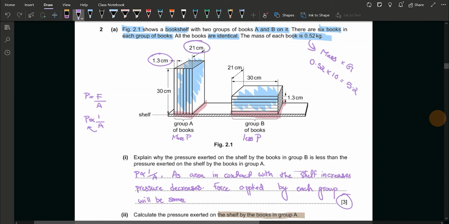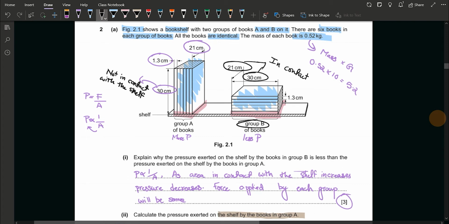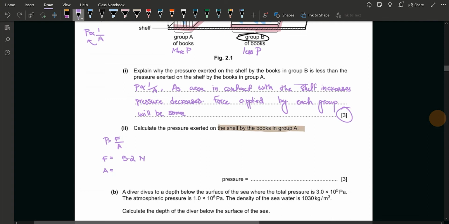The reason we don't take 30 centimeter is because it's not in contact with the shelf. If we were to take for group B, we would take 30 centimeter and 21 centimeter, because this 30 centimeter and 21 centimeter is in contact with the shelf. So we're going to take 1.3 into 10 raised to the power minus 2 because it's in centimeter and we have to convert this into meters, and 21 into 10 raised to the power minus 2.